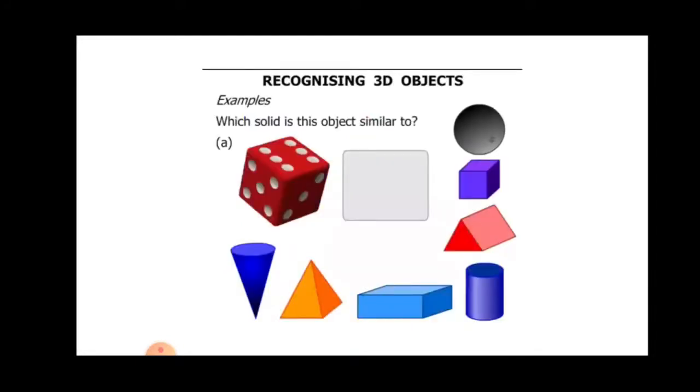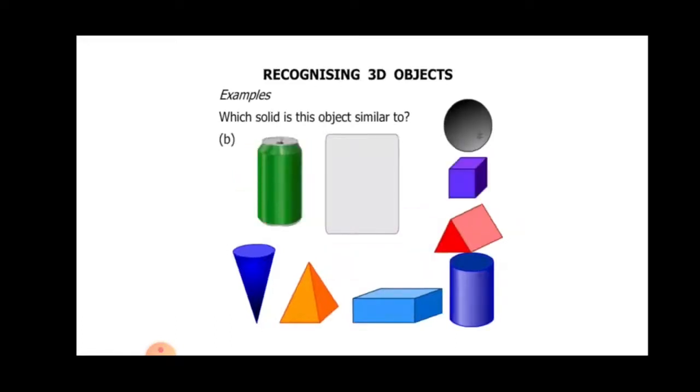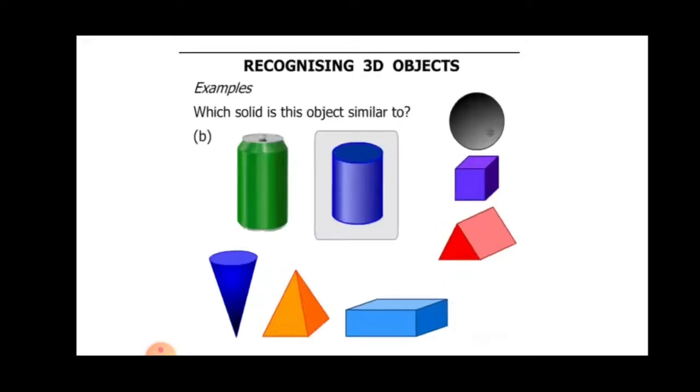Now let's have an activity. Which solid is this similar to? You can see this is a dice. Can you match it? Think. Yes, this is a cuboid. Which solid is this object similar to? This is a can. Can you match it? Yes, this is a cylindrical shape.